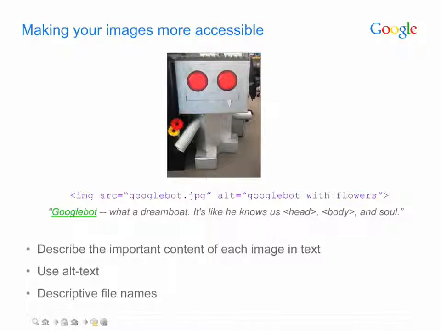Using descriptive file names can be helpful to Google, and also for your users who may download your images. Googlebot.jpg, for instance, instead of photo.jpg. By annotating your images in these ways, you're not only helping sight-impaired users who may be accessing your site with a screen reader, but you're also giving Google a better understanding of the images and improving the chances of your images showing up for relevant queries in Google Image Search.